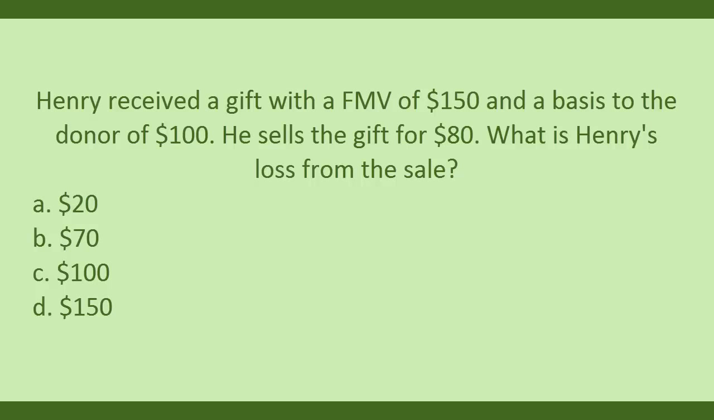Okay, no slouches in the room today. You've all got the correct answer, which is A, $20. And this time, because the gift is sold at a loss, he's going to go to the basis to the donor because it is less than the fair market value on the date of the gift. And of course, the basis to the donor is $100. He sells the gift for $80, and that means that there's a $20 loss.